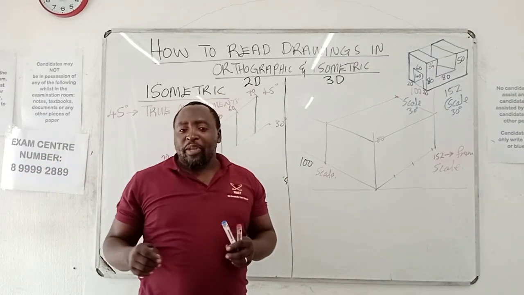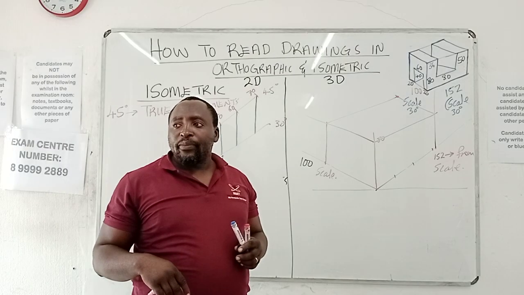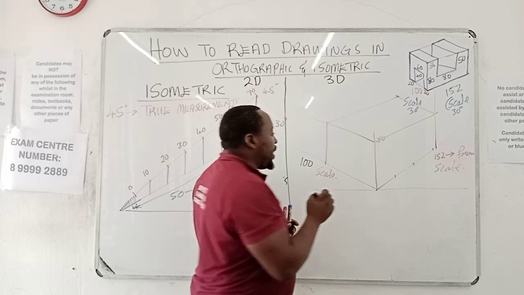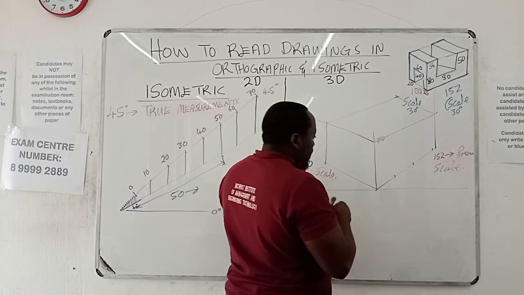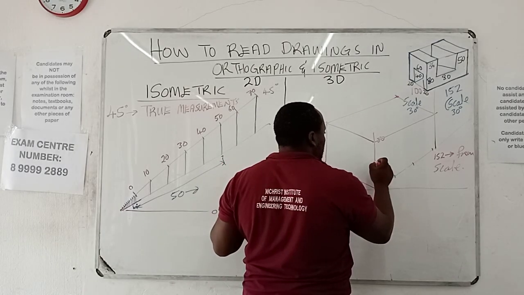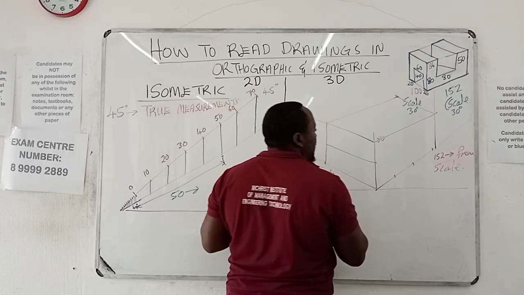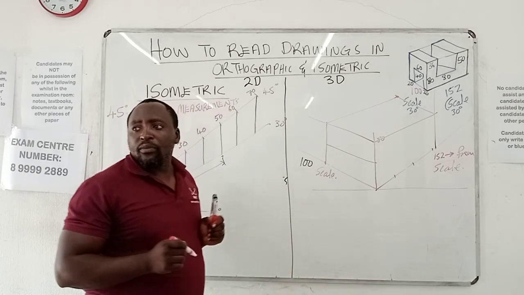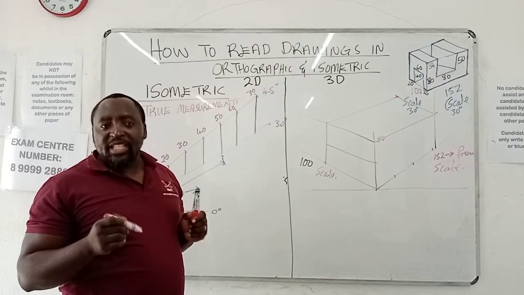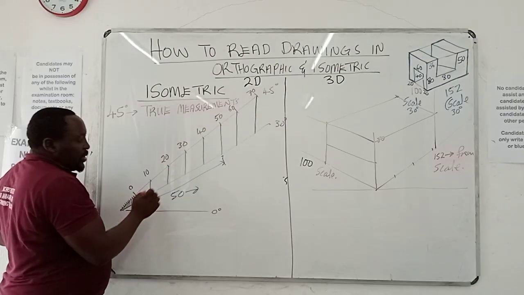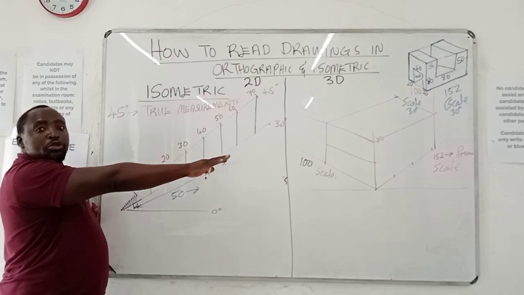Is the height going to be on the scale? No. Height is true. So I'll measure my 40. Then I'll draw a 30 degrees line in that direction. I've measured my 40. I need to measure my 20. 40 is true. I will not use scale.